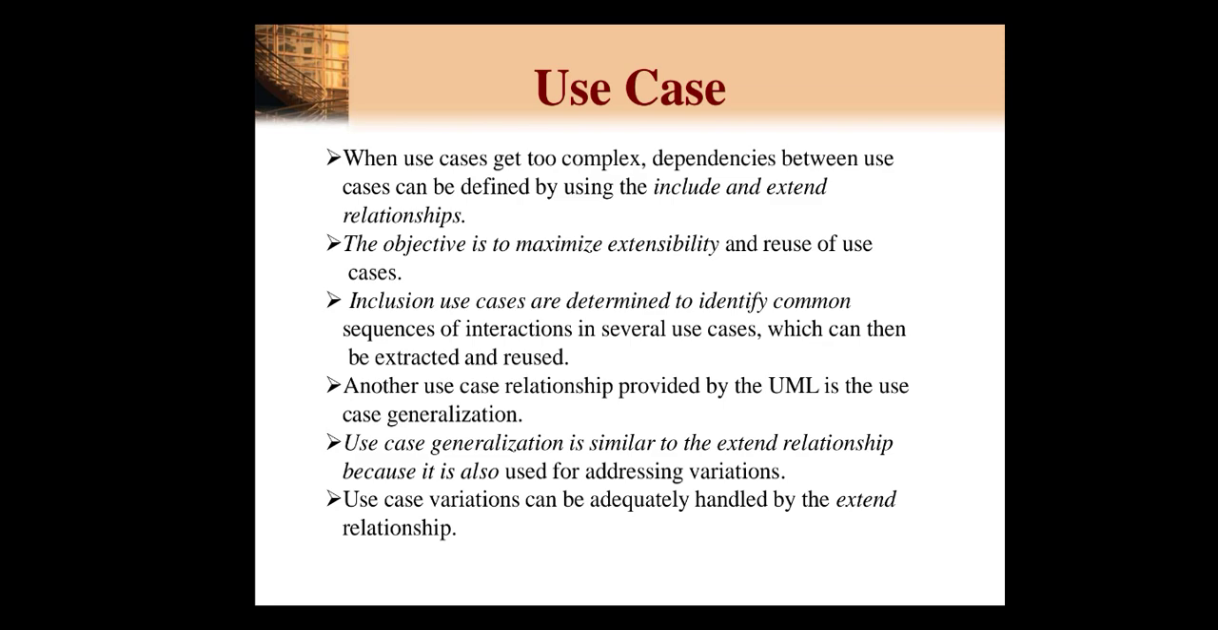Now the next relationship which is provided is called generalization. Use case generalization is similar to the extend relationship because it is also used for addressing variation. If our use case is too complex, suppose you have multiple choices. For example, payment. For the payment you can pay by cash, by credit card, or by debit card. You have multiple choices.